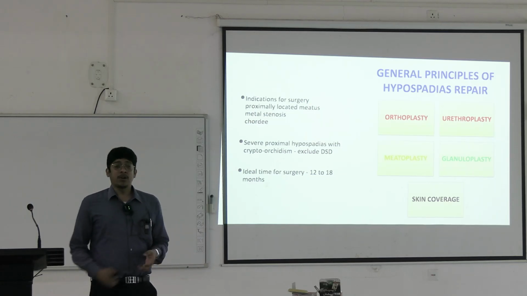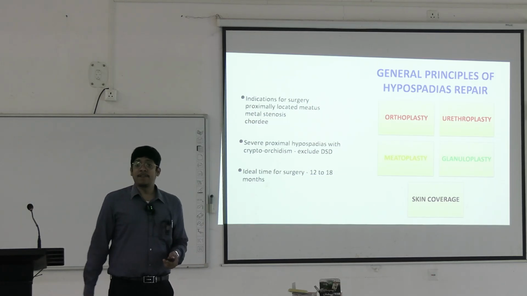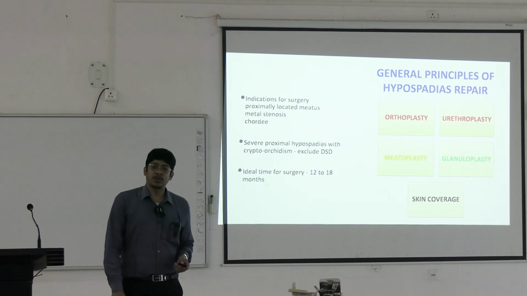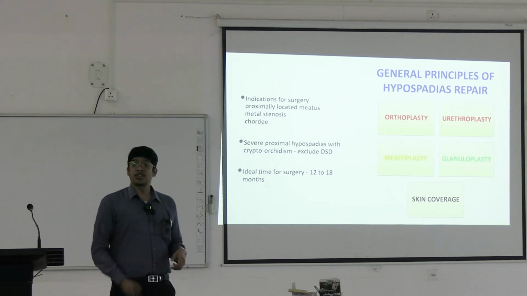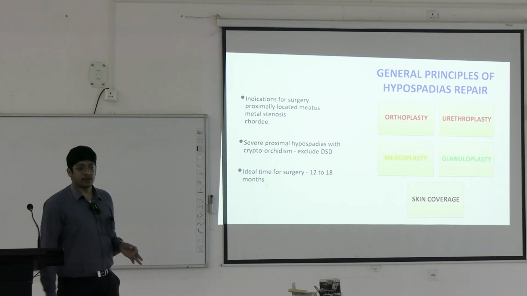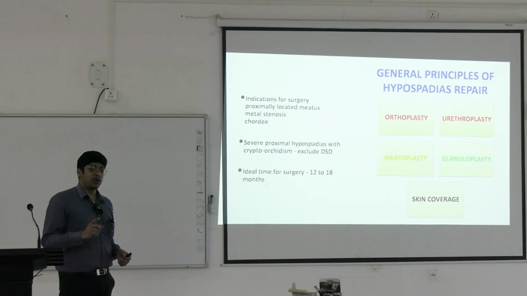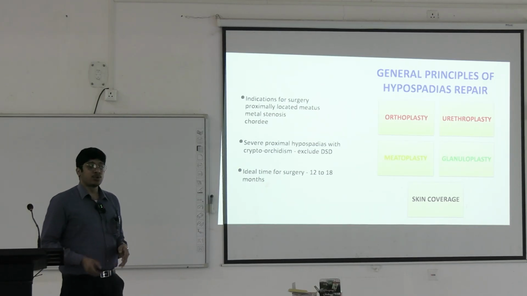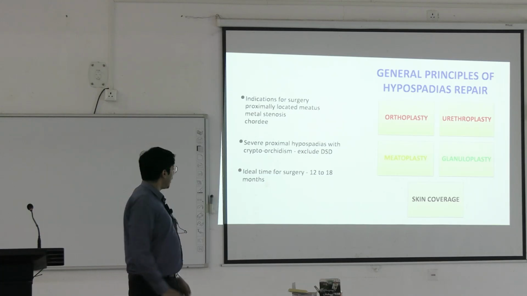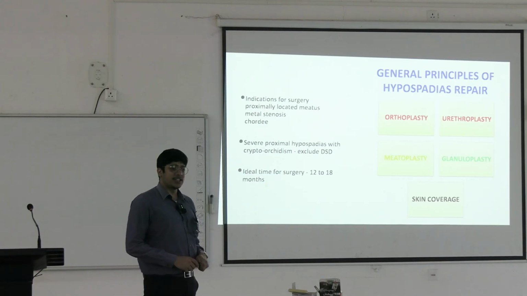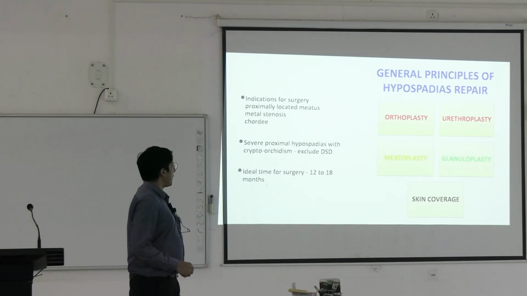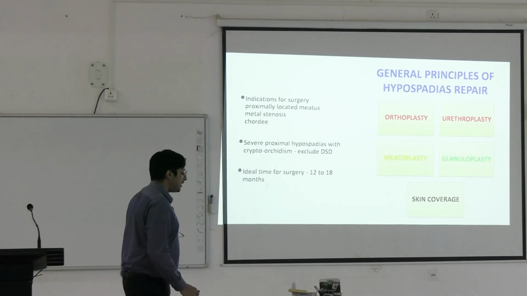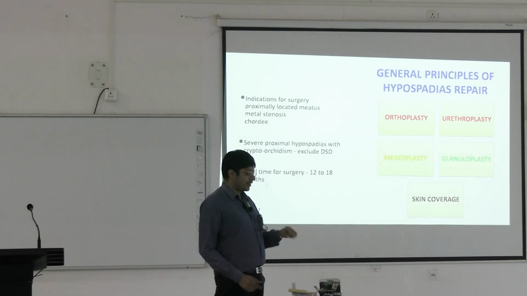Why so? Because it is a very big social stigma if a male child goes to the male toilet and cannot void in the standing position. If he has to sit and void, it becomes a social stigma, a source of depression for the male child. So before the child goes to school, we need to complete the treatment for hypospadias. Okay. So the ideal time to start surgery is 12 to 18 months, and the surgical treatment should be complete by preschool. So what are the things we need to do for treating this patient?